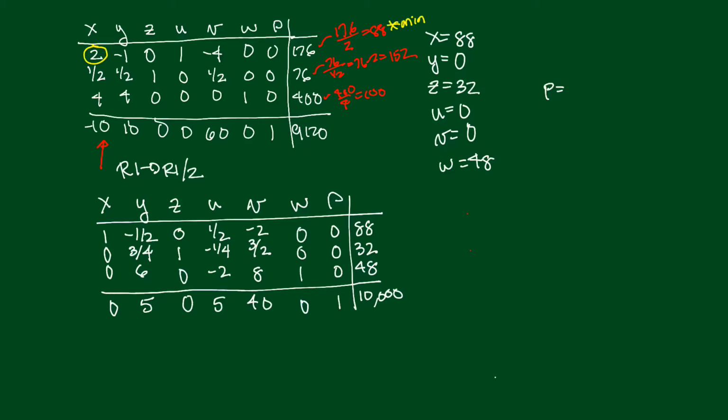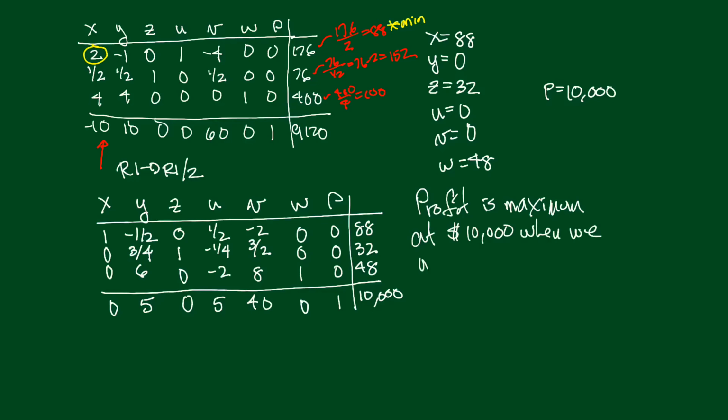And then what's our profit here? Well, in the P column, I got a 1 and all 0, so the profit is $10,000. We can write this conclusion. Profit is maximum at $10,000 when we make 88 chairs, 0 sofas, and 32 tables. There we go.